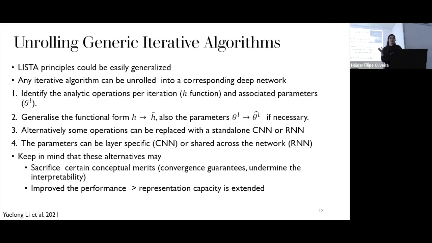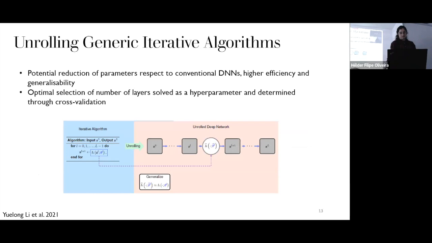And we can also decide whether the parameters are shared or specific to each layer. But then you have to balance, because that can affect the conceptual merit of the model, but it can also increase the performance. And this is what a generic unrolled algorithm looks like. We have the function and the parameters in each layer of the network.